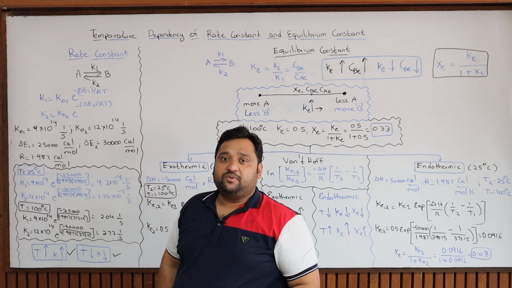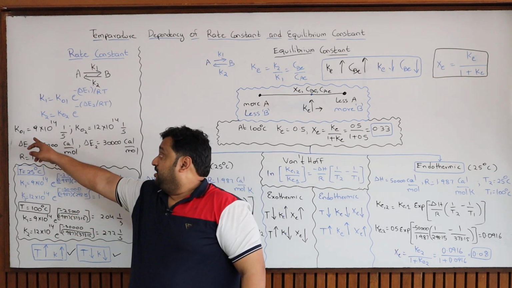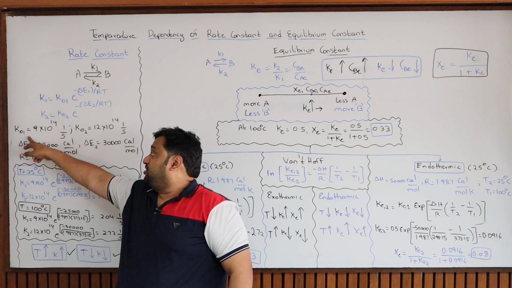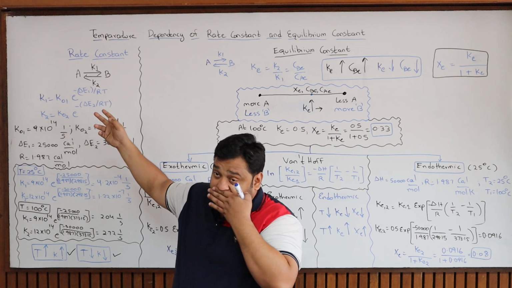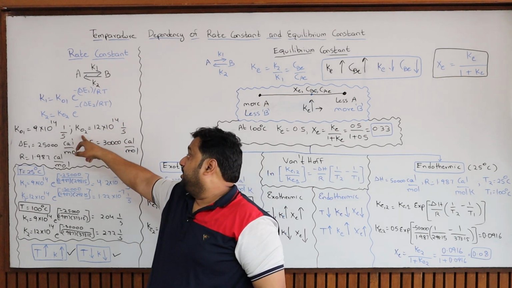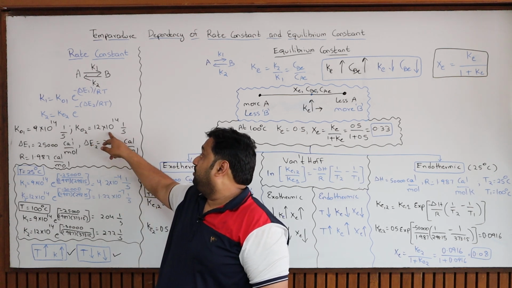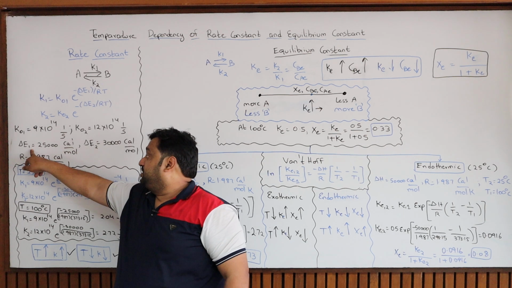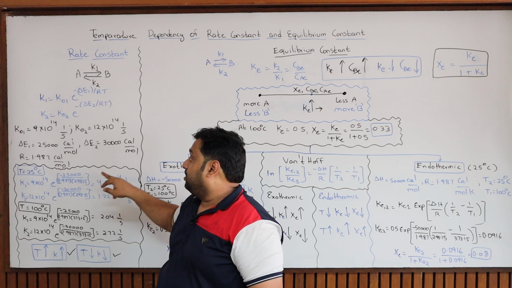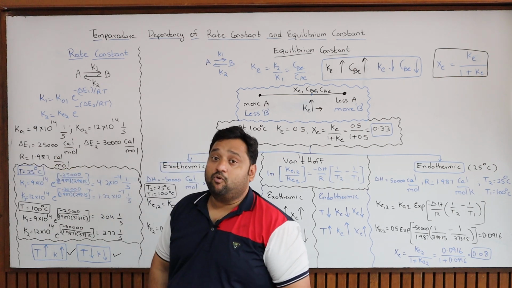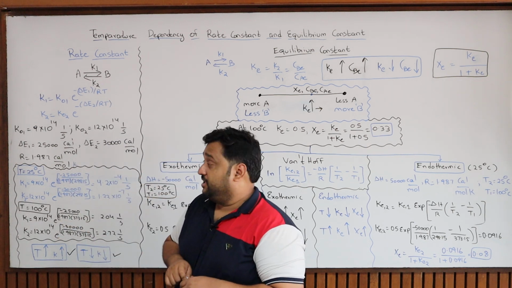Let us take a small example: if you increase the temperature, what happens to the rate constant? Given, the pre-exponential constant K01 for the forward reaction is 9 into 10 power 14 per second, because it is a first order reaction. K02, that means the pre-exponential constant for the backward reaction, is equal to 12 into 10 power 14 per second. Activation energy for the forward reaction is 25,000 calorie per mole and for the backward reaction is 30,000 calorie per mole. The gas constant is 1.987 calorie per mole Kelvin. Okay?